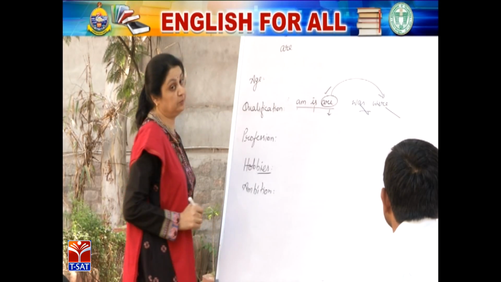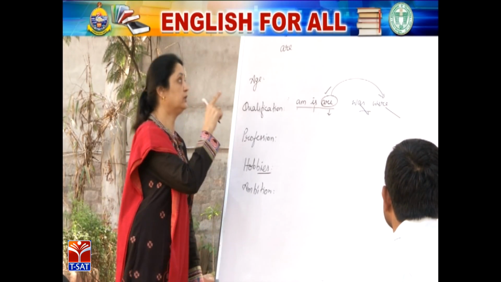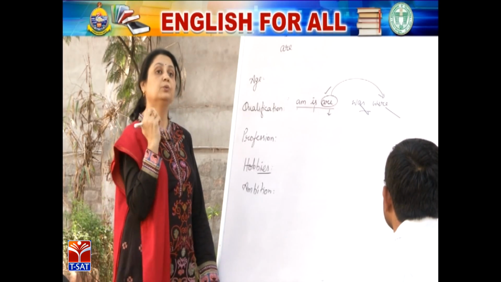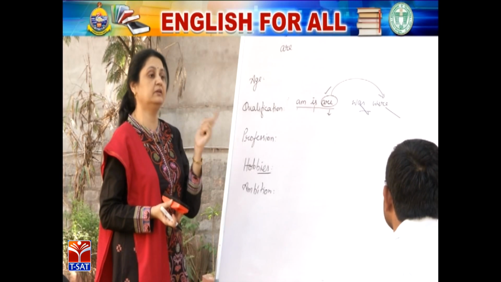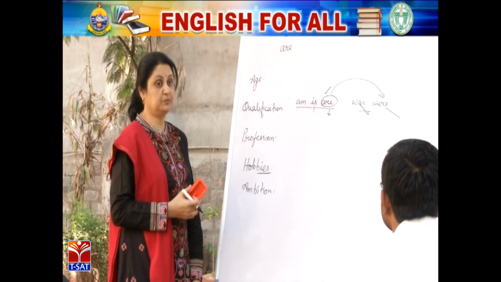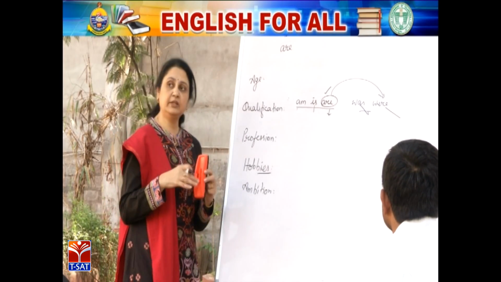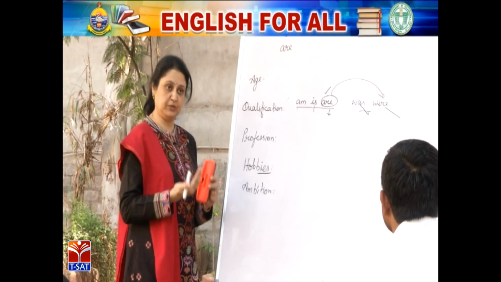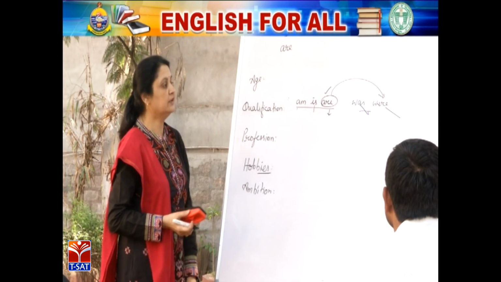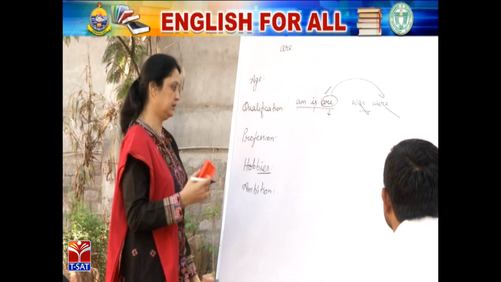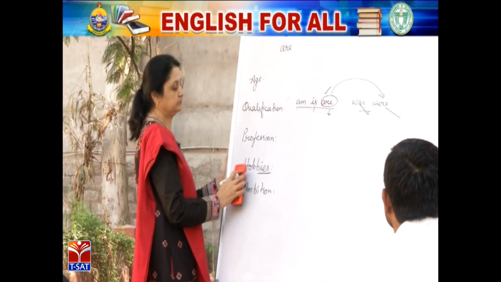When you talk about your ambition, there also we have to make use of this be form. Santosh, what is your ambition? My ambition is to become a government employee. Correct. Mahinder, what is yours? My ambition is to become a police officer. Yes. So these are the ambitions. When we want to talk about all these, we have to make use of am, is, are, was and were in the present or past.